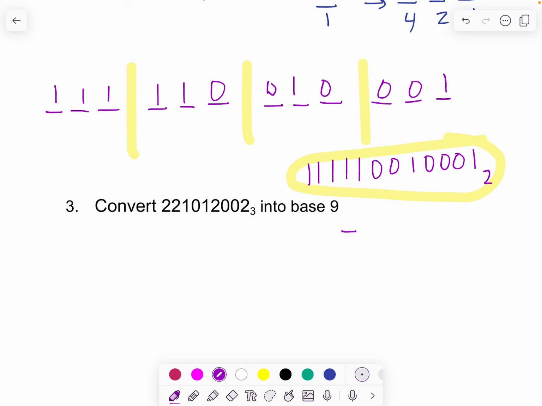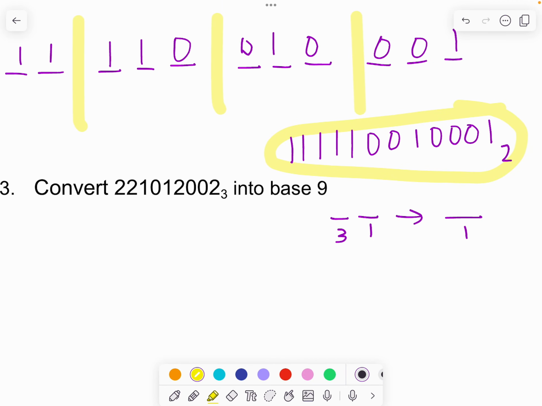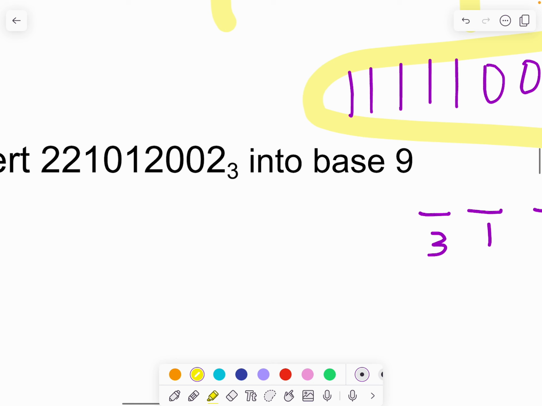So in base 3, I have a 1 and a 3, and I'm going to convert that into just 1 digit for base 9. So now what we want to do is visually think about each of these numbers as groups of 2's. And when we do these as groups of 2's, we have to start from the right and work our way in. That's very important because it's possible that the leading digit might be a 0. So that's why we always start from the right.